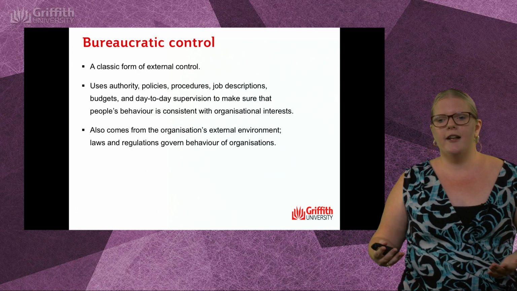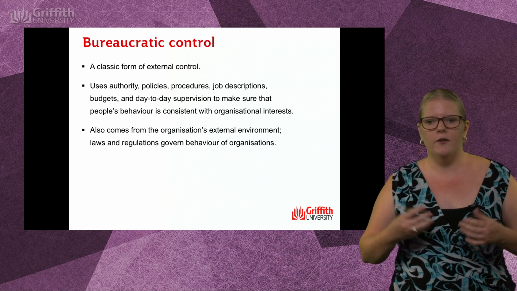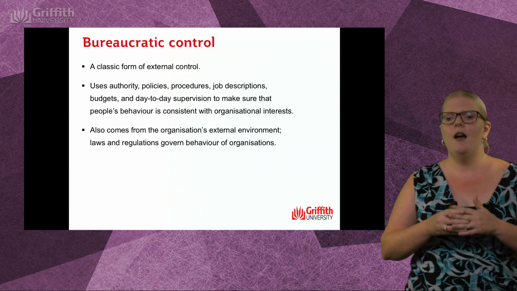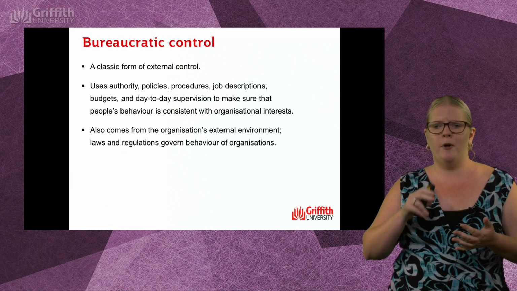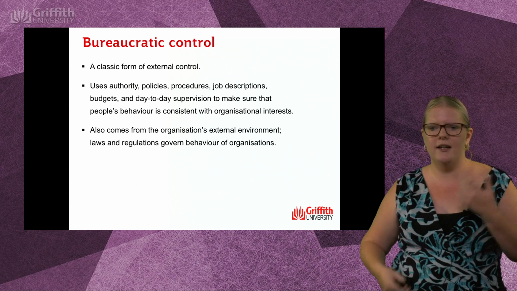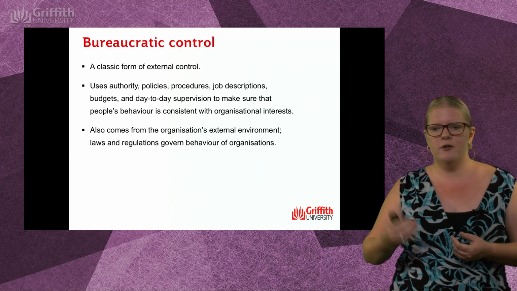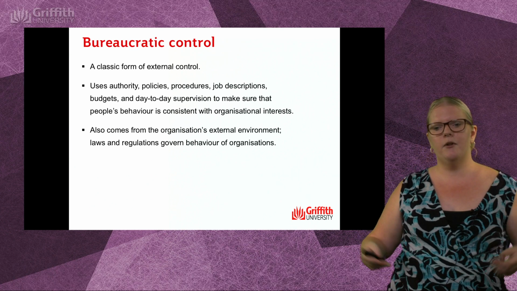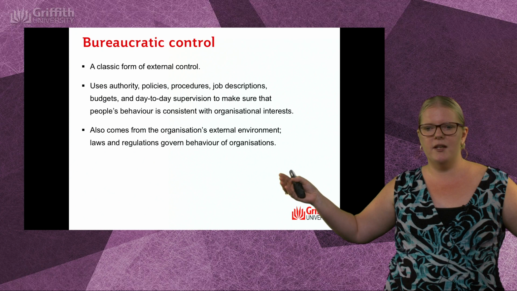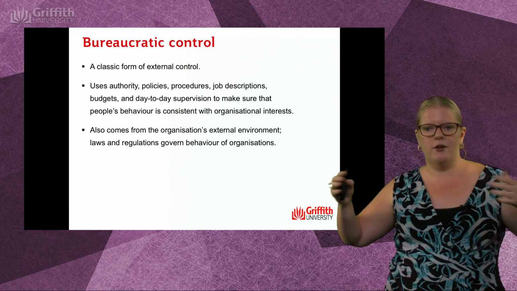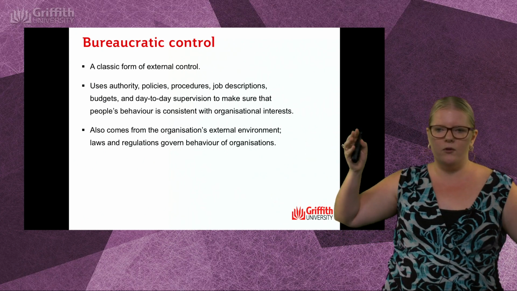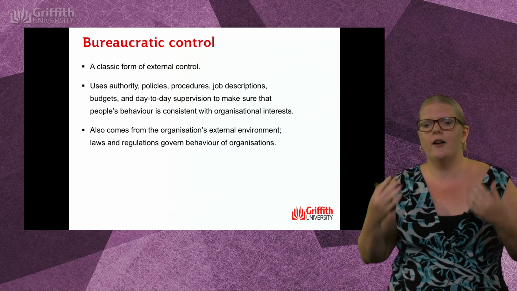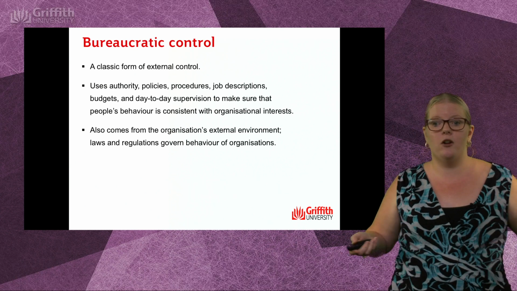So a bureaucratic control is a classical form of external control. The idea is that if I'm going to be bureaucratic about these things, you will see lots of authority, lots of policies, procedures, job descriptions, budgets, day-to-day supervision in order to check constantly that you're on the right track. All right, so we're also getting all of these forms and procedures from the external environment. It could be the government changes or the government laws or regulations that govern the behaviour. And in doing so, we're constantly checking through these documents.